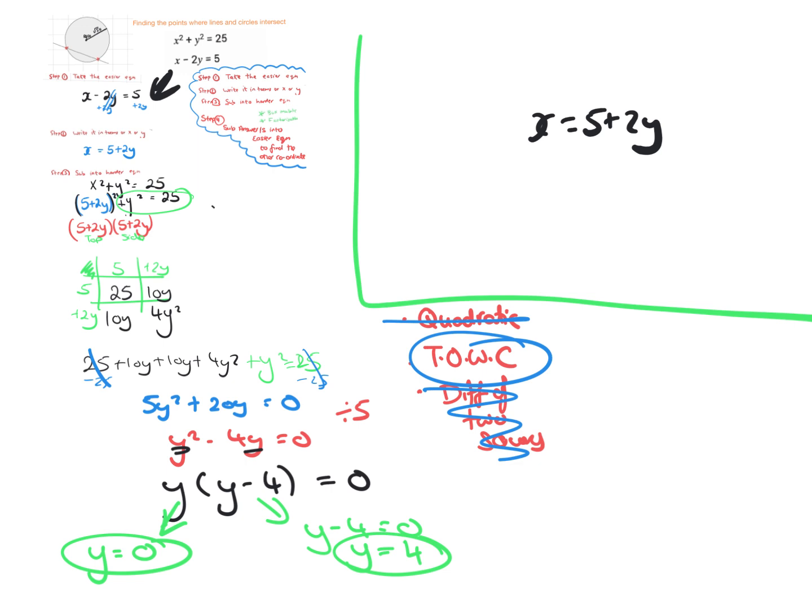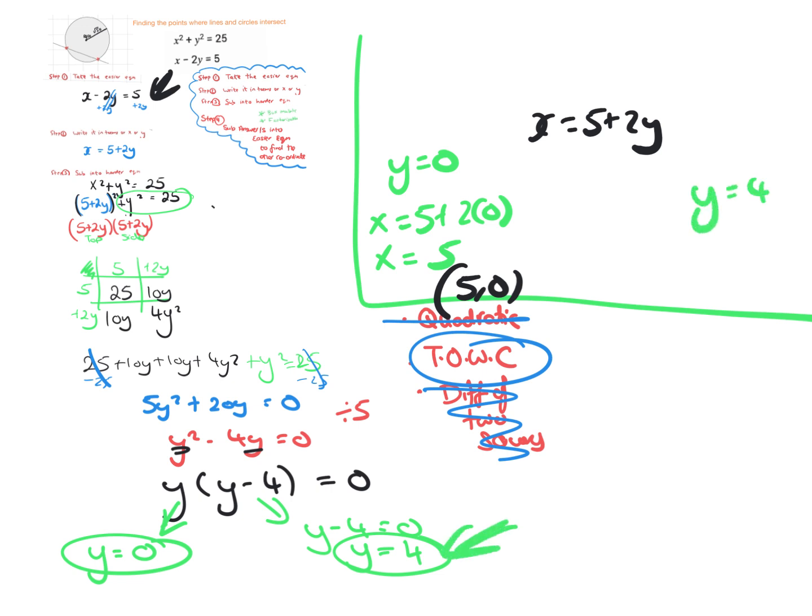So now y is equal to 0. If y was equal to 0, x is equal to 5 plus 2 times 0, x is equal to 5. So my point would be 5 and 0. Or my other option here was if y is equal to 4, x is equal to 5 plus 2 times 4, x is equal to 5 plus 8, and x is equal to 13. So your point here would be 13 and 4. Because remember, we always go x first and then y.